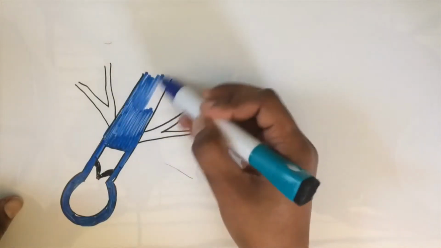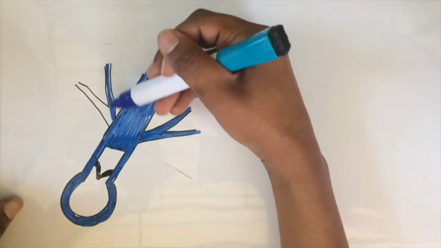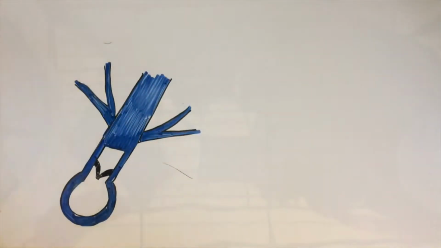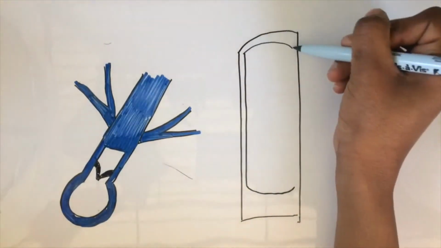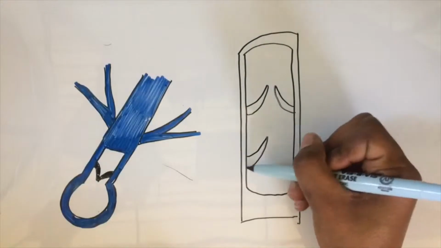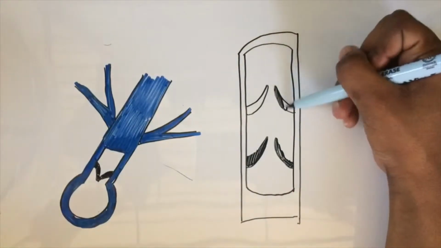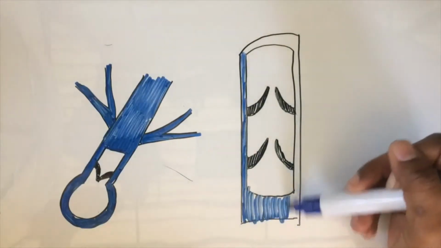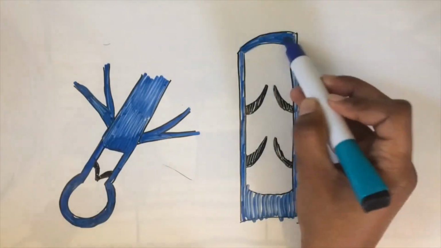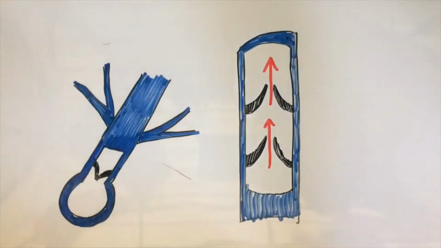The blood is carried slowly under low pressure, and this is why the veins have valves as pictured here, unlike the arteries. The veins have valves to prevent backflow of blood, and the largest vein is the vena cava.